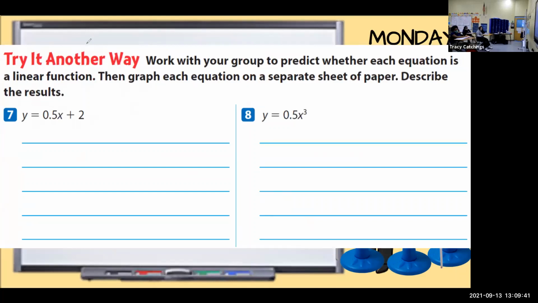All right, they want us to predict whether or not these will be linear functions or not. Give them 1 minute. Go ahead and have a look. Number 7, what tells you it's linear?